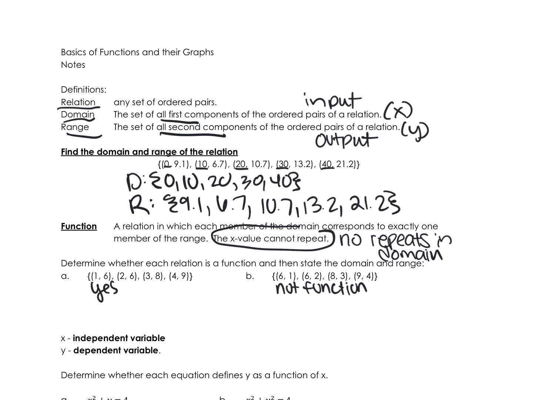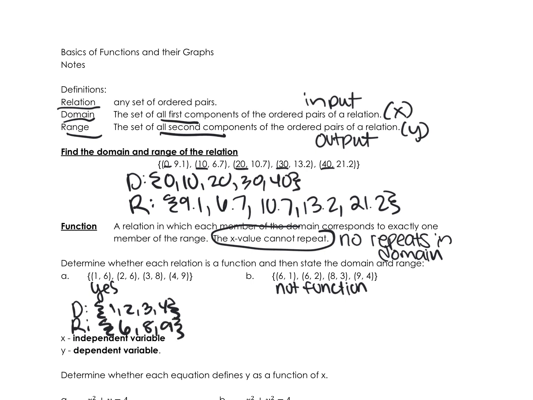So now it asks us to write the domain and range. So the domain of A, the relation in A, is all of the x values, 1, 2, 3, and 4. The range is all the y values, 6, 8, and 9.